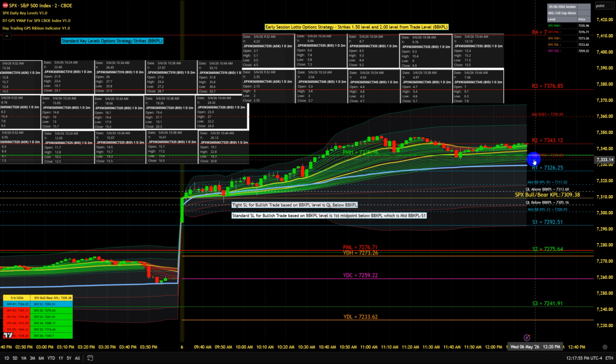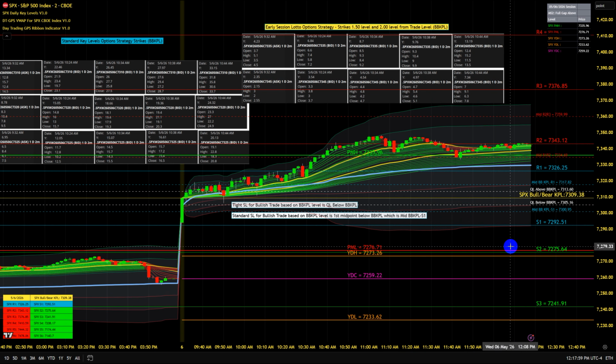In some cases, you will get a 2-level extension above. Other cases on bearish days, 2-level extension below. And then on days where we have more of a market that has a little bit more volatility, you'll see 2-level extension moves in both directions. However, 80% of the time, as stated, the price action is going to be contained within R2 down to S2.